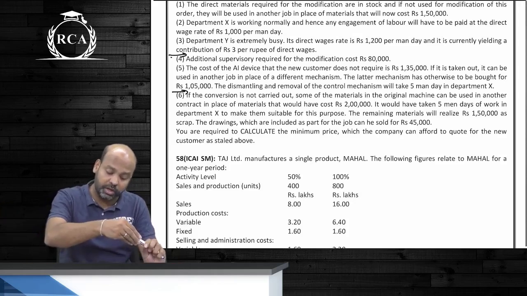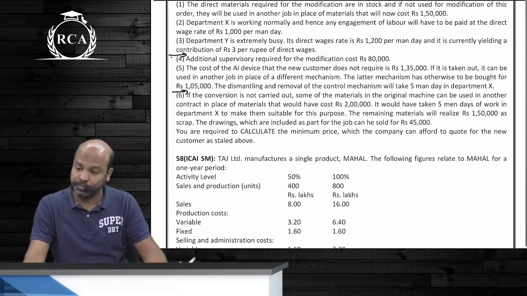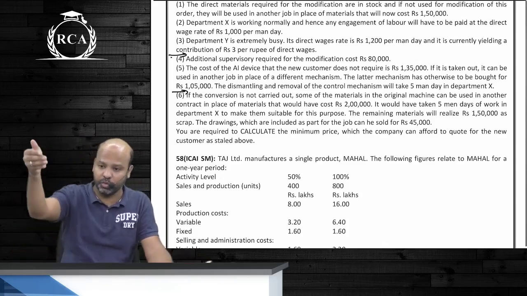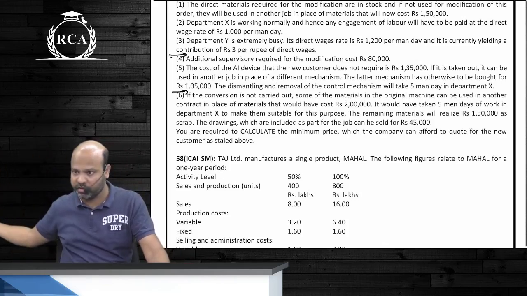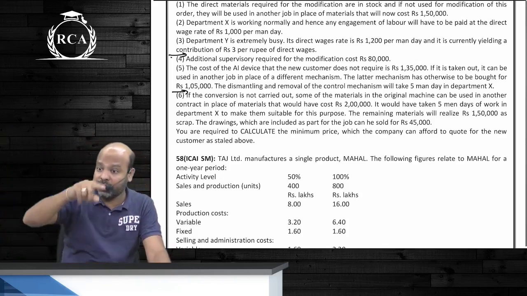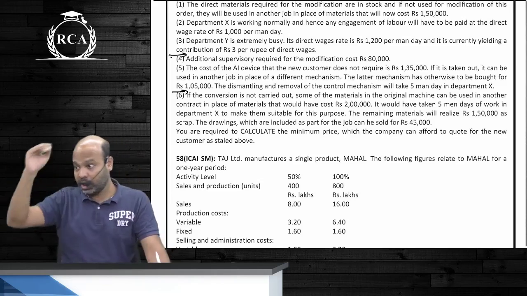Now sixth point. If the conversion is not carried out, some of the materials in the original machine can be used in another contract in place of materials that would cost them 2 lakhs. It is assumed that the 1,35,000 is forming part of this, is what they assume, guys. So here you are taking 2 lakhs as opportunity cost. So above you should take 1,05,000 as saving. Otherwise do not include it there, do not include it here. The question should undoubtedly be changed.